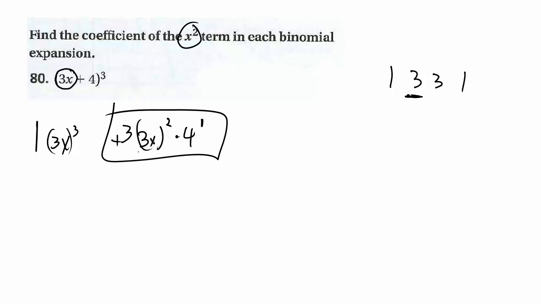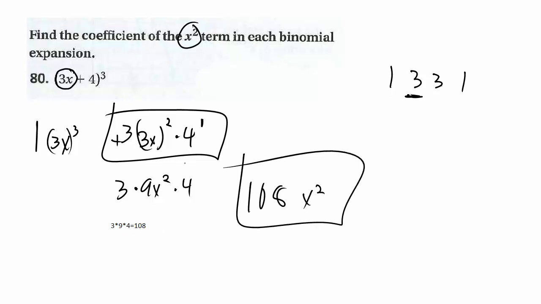And then we're just going to simplify that. There's a 3. The quantity 3x squared is 9x squared times a 4, and then you just simplify whatever 3 times 9 times 4 is, and we get 108. So the answer for that one is 108x squared. That's the answer.